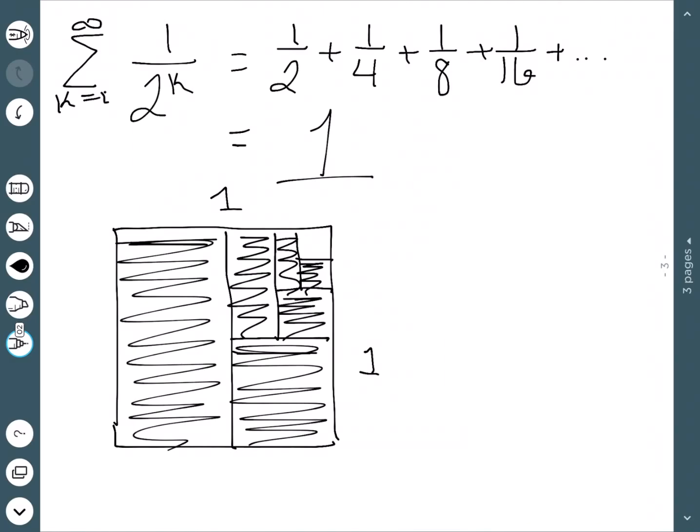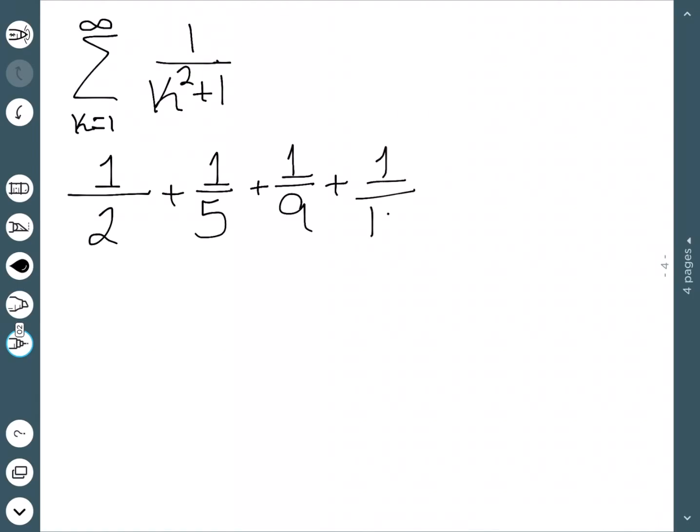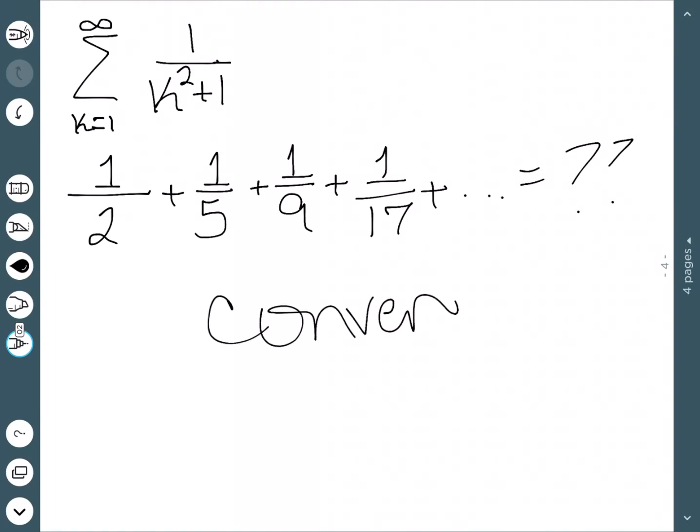Let's look at an example where it's not immediately obvious what it adds up to be. Here I have the sum from 1 to infinity of 1 over k squared plus 1. If I write these out, I have 1 over 1 squared plus 1, 1 over 2 squared plus 1, 1 over 3 squared plus 1, 1 over 4 squared plus 1, etc. So what exactly does this add up to be? Well, we can't immediately tell, but I can tell you that it converges.